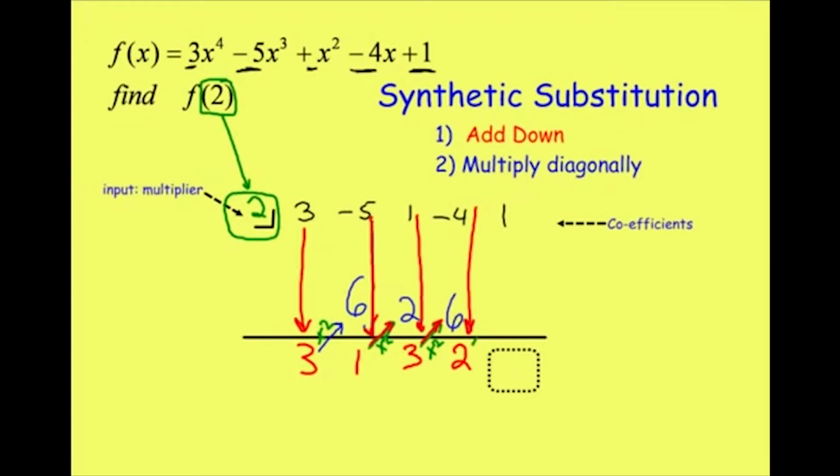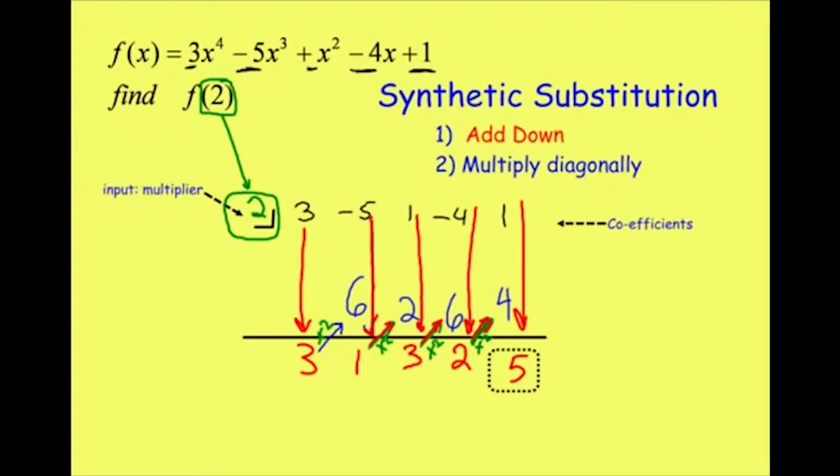The next step is multiply diagonally. The number we're going to multiply again is 2. So we have 2 times 2 in the diagonal direction, which gives us a value of 4. And then we'll add down again. So 1 plus 4 is 5.